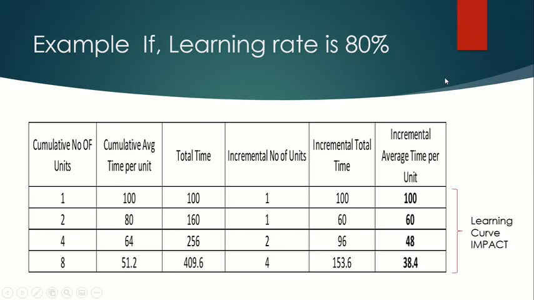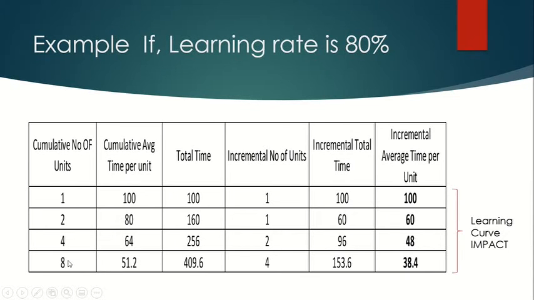Right. So this is the example that I have taken in that Excel as well. So here if our learning rate is 80%, this will be one example. So here cumulative units we can see 1, 2, 4, 8. Here you can see our output is getting doubled. So here you can see cumulative average time per unit. If we assume for the first unit we need 100 minutes, for the second unit we need cumulative average time 80, because our learning rate is 80%, 100 into 80%. If you are producing 4 units, the time will be reduced, so 64.